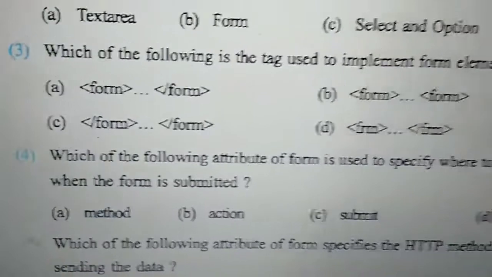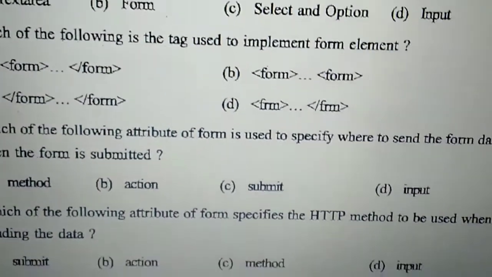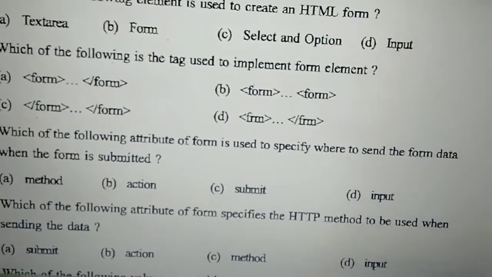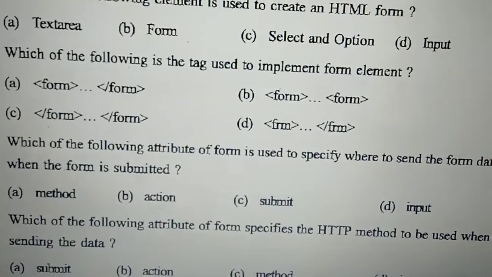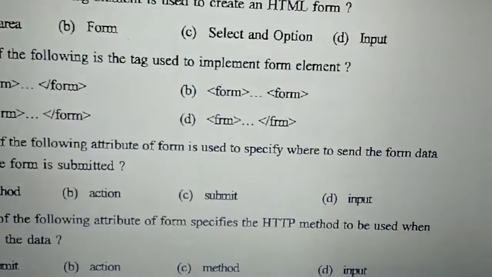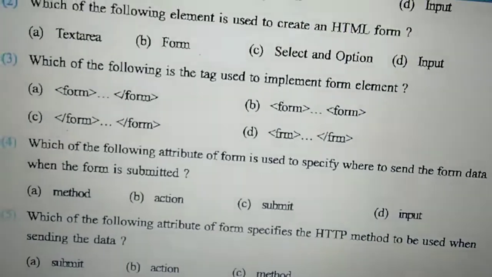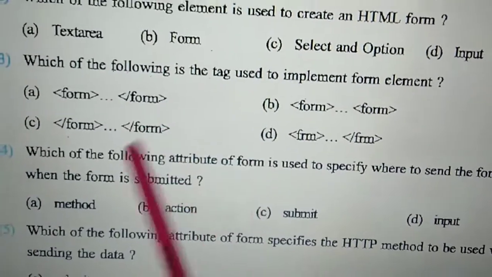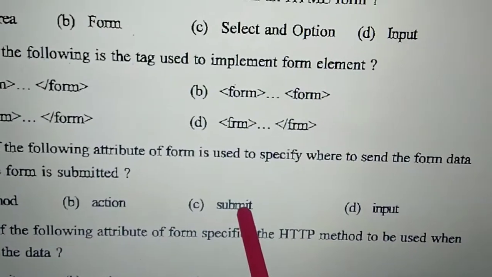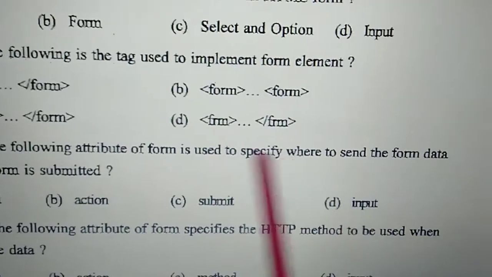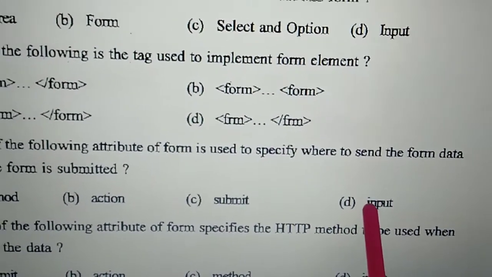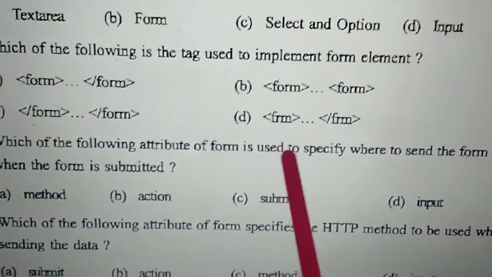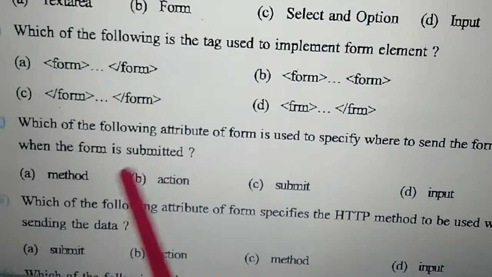Which of the following attributes of form is used to specify where to send the form data when the form is submitted? When you submit your form, which attribute of the form is used to specify where to send your form data? The answer is the action attribute. Form has two attributes, method and action. Submit is not an attribute of the form, and input is also not an attribute. Input is a tag itself. Action is used to specify where to send the form data when the form is submitted.